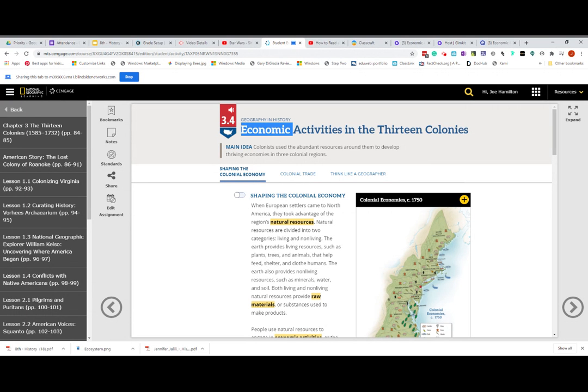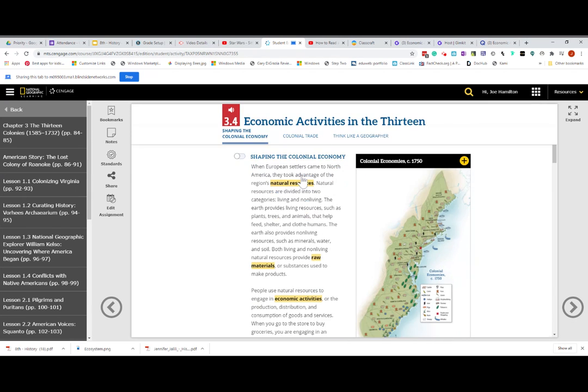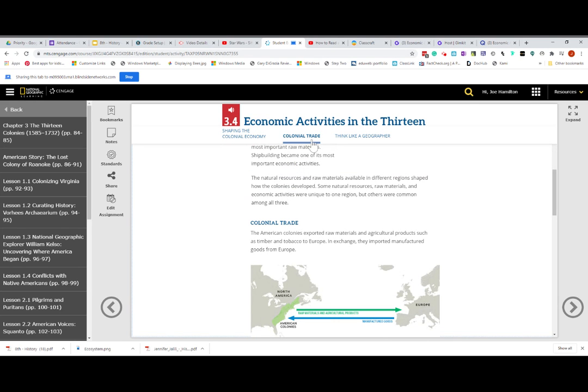I don't know what economic means. Let's assume I went and looked it up and it means how to make money. So these are how to make money activities in the 13 colonies. And I'm looking at the subtitles: shaping the colony's economy. Okay. Colonial trade. That's a big money making activity.